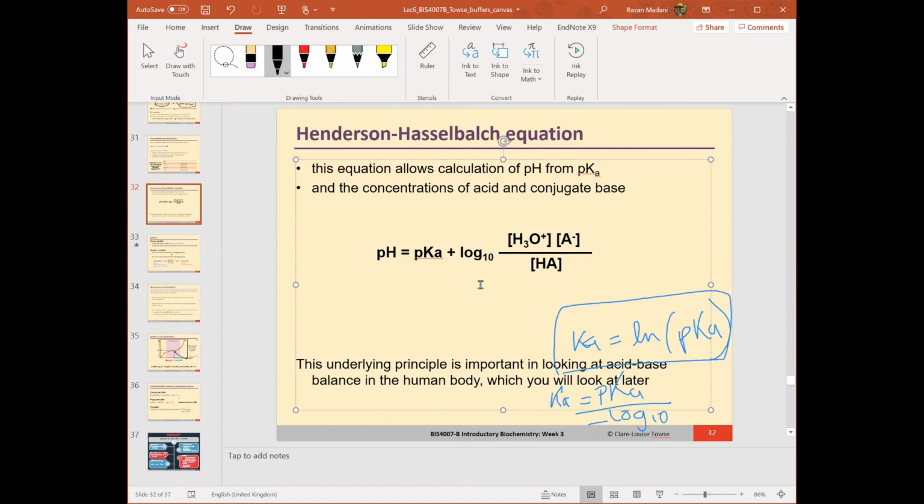pH equals minus log10 of H plus, right? But this one is also telling you there's another equation to work out pH as well. There's another way, and it's called Henderson-Hasselbalch. So it's this one. You can copy this one down as well. Put it down as another way to work out pH.